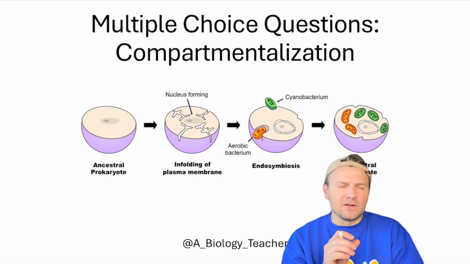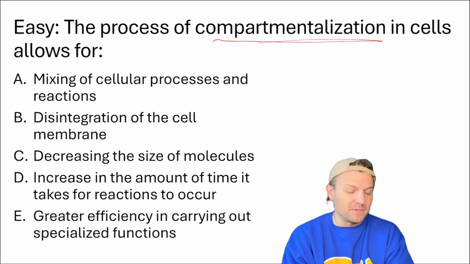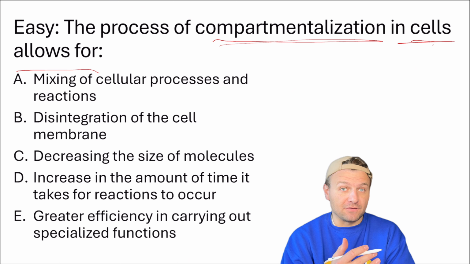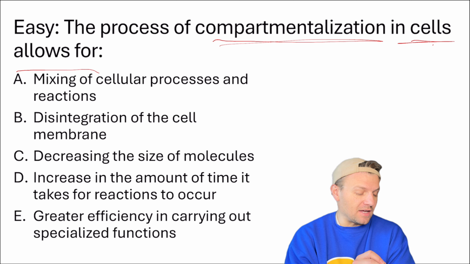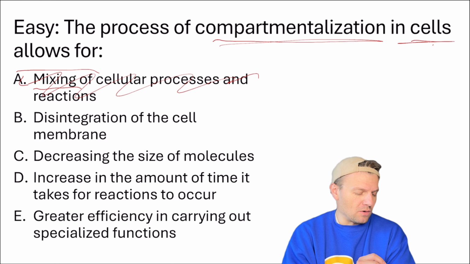Now, knowing that, let's take a look at the multiple choice questions, where there will be an easy, a medium, and a hard one. Here's the easy question. The process of compartmentalization in cells allows for... we just reviewed this, so let's see if we can figure out the answer here. A, the mixing of cellular processes and reactions. No, we're not mixing the cellular processes, we're actually separating them, so A is totally wrong.